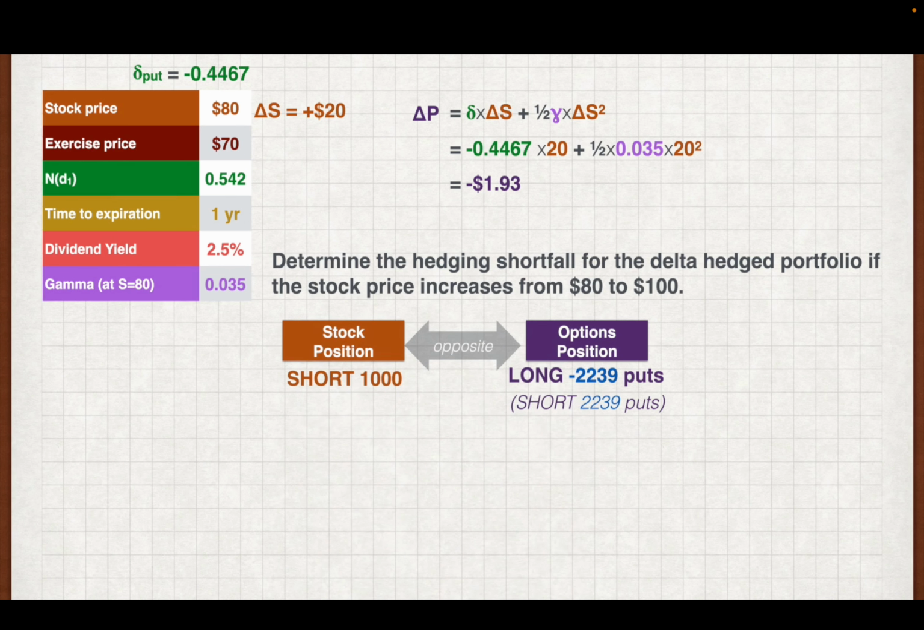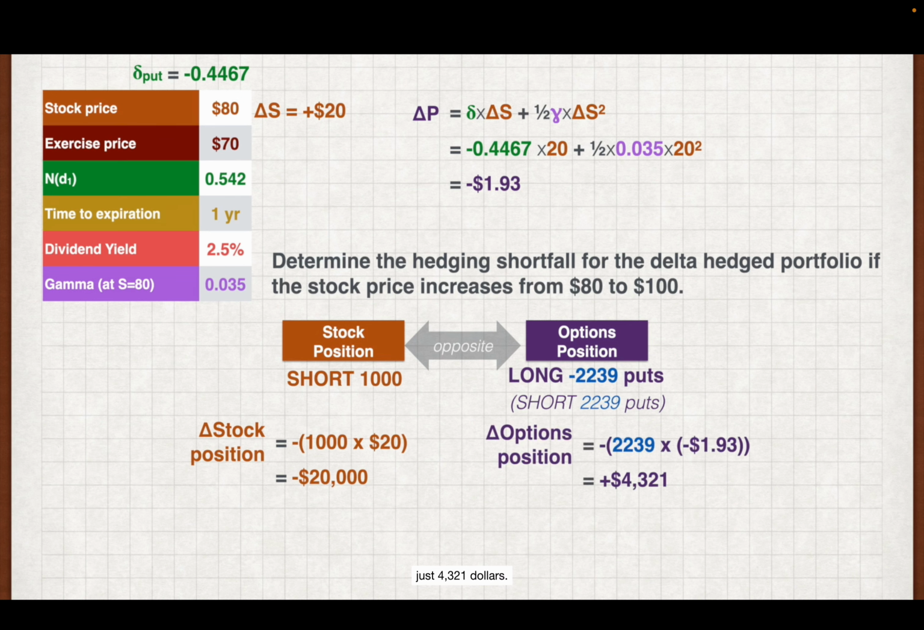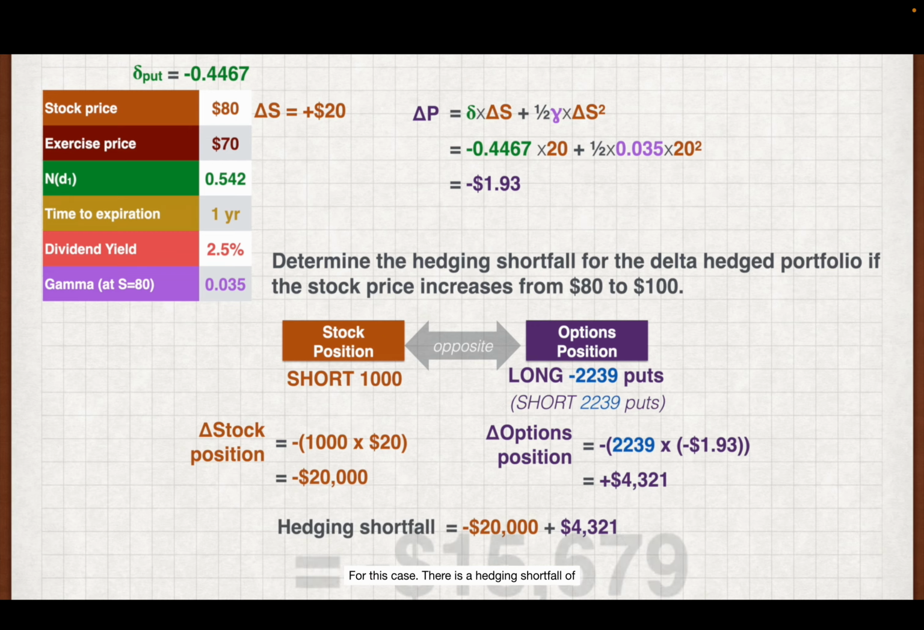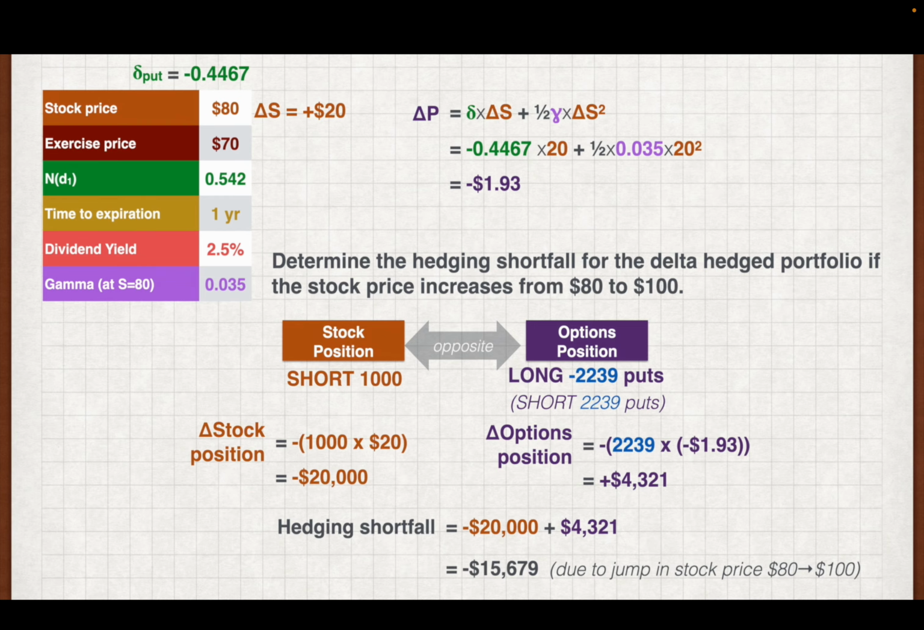And we're back. If the stock price increases from $80 to $100, the short stock position should decrease by $20,000. However, the short put position will increase by just $4,321. For this case, there is a hedging shortfall of $15,679 due to the jump in price from $80 to $100.